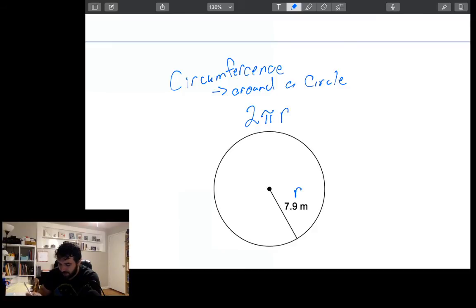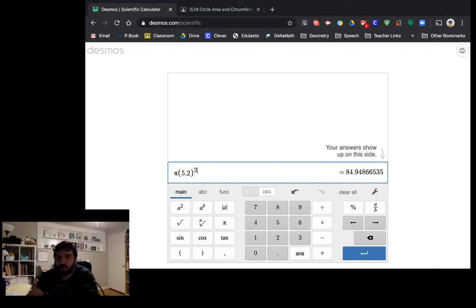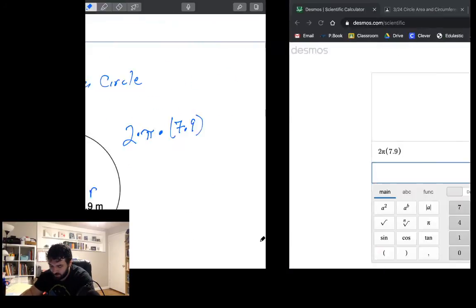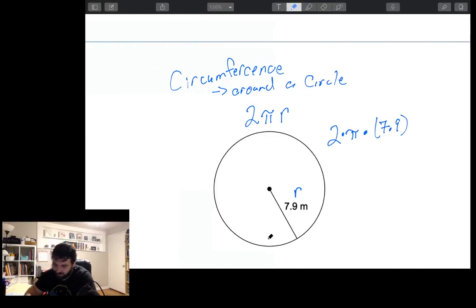So same idea here. I've got my radius at 7.9. So just plug that straight in. 2 times pi times 7.9. That's going to give us our circumference. We go back to our calculator. 2 pi, can throw in parentheses, 7.9, close, and that's it. All there is to this. Not an overly complicated process. So we end up with 49.6 for our final answer here.